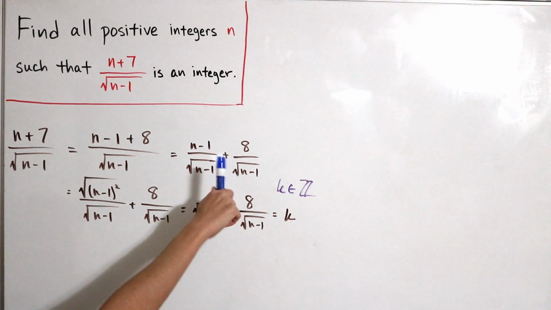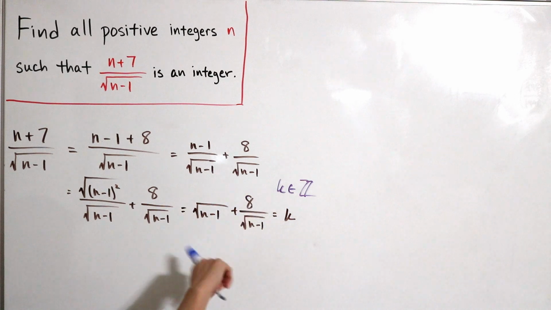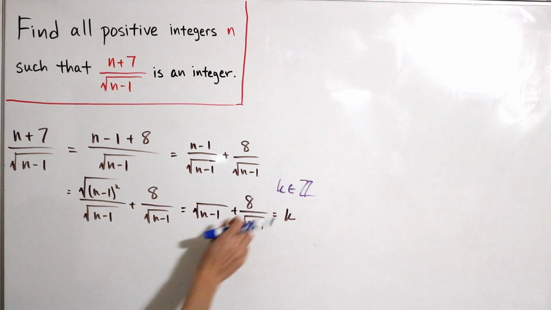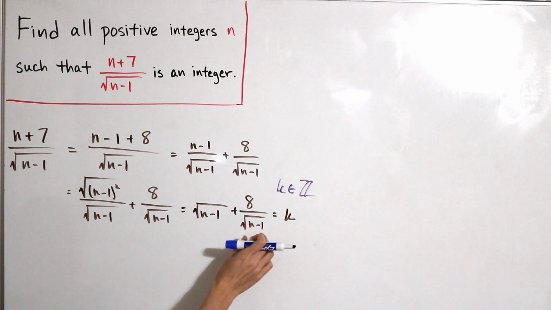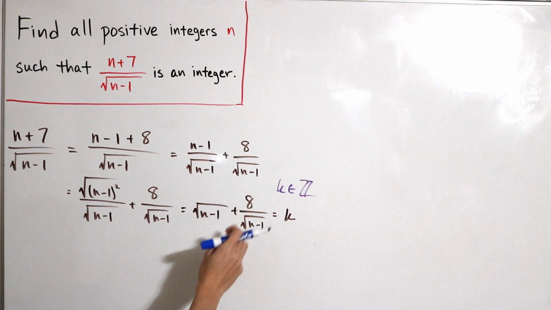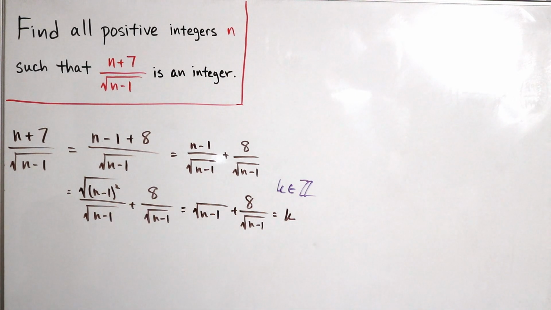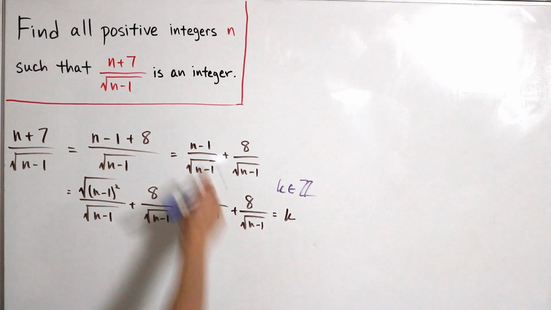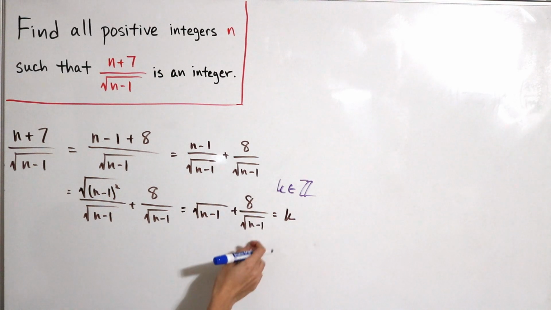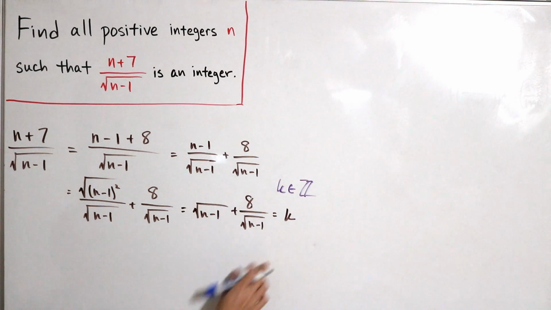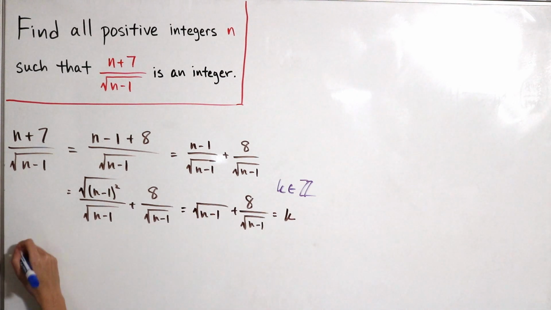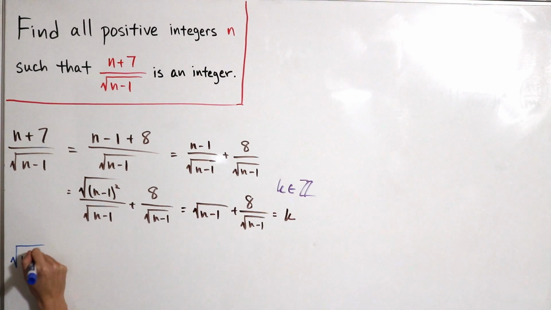So we have 8 divided by the square root of n minus 1, and in order for k to be an integer from the left-hand side, we would have to see that 8 divided by the square root of n minus 1 has to be a natural number. In order for this to be the case, we need to find some factors such that 8 divided by the n we plug in guarantees a natural number. So we just need to focus on the denominator over here, the square root of n minus 1.